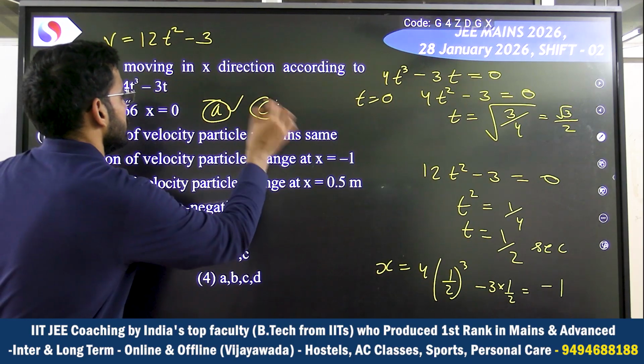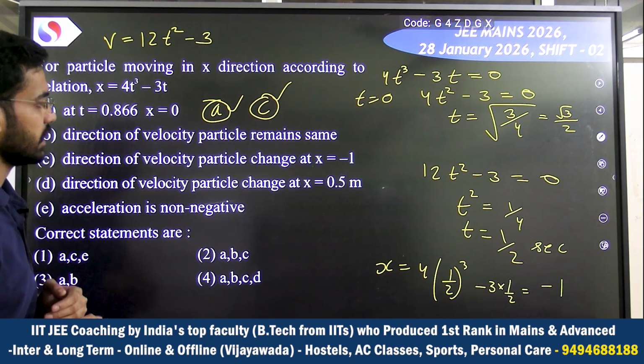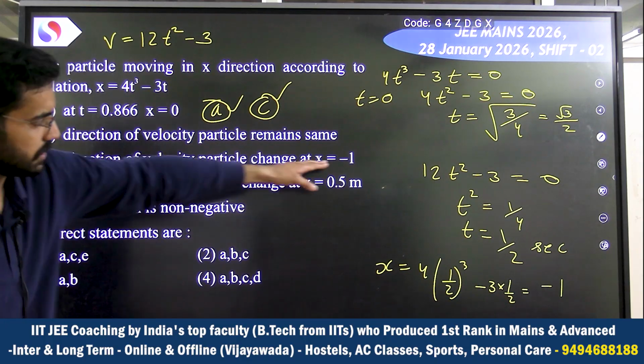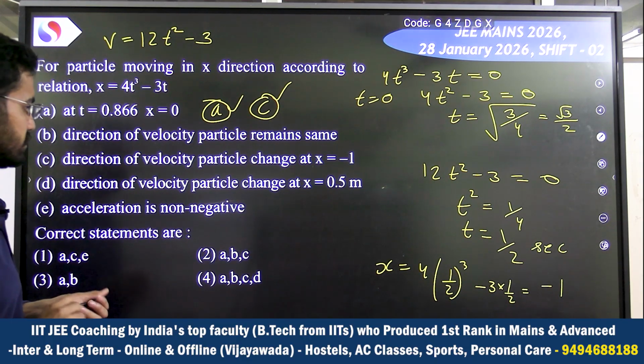So C is also correct. Okay. Then D. Direction of velocity of particle changes at x equal to 0.5. No, obviously it is changing only once, at x equal to minus 1, not at x equal to 0.5. Got it? Acceleration is non-negative.